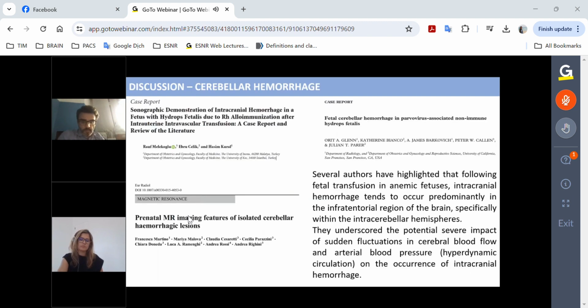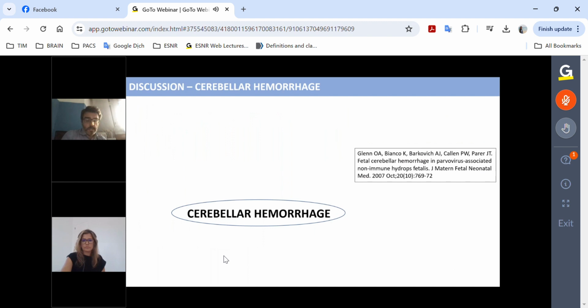So what is important is to look at the cerebellum when you have an anemic fetus. It has been demonstrated and shown by many authors now that cerebellar hemorrhage may be a complication of fetal transfusion. So if you have an anemic fetus and he undergoes a transfusion, then carefully look at the cerebellum because it can be the preferred site of hemorrhages. And the mechanism for hemorrhage is probably complicated. Probably there is a contribution both from the infection and anemia and from the treatment.